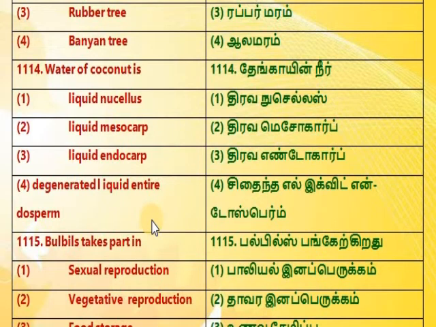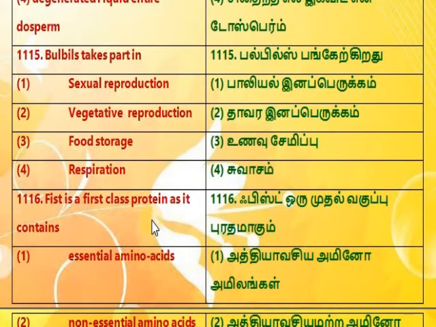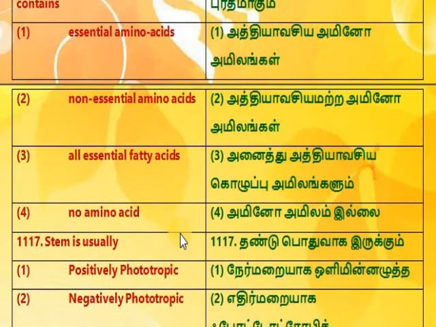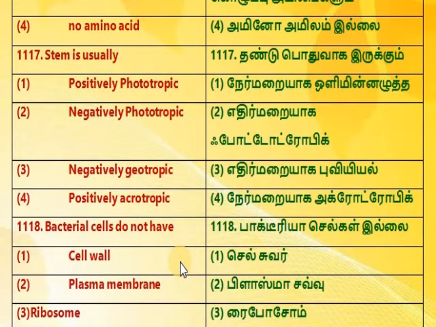1114. Water of coconut is 1. Liquid nucellus. 2. Liquid mesocarp. 3. Liquid endocarp. 4. Degenerated liquid endosperm. 1115. Bulbils take part in 1. Sexual reproduction. 2. Vegetative reproduction. 3. Food storage. 4. Respiration. 1116. Fish is a first-class protein as it contains 1. Essential amino acids. 2. Non-essential amino acids. 3. All essential fatty acids. 4. No amino acid. 1117. Stem is usually 1. Positively phototropic. 2. Negatively phototropic. 3. Negatively geotropic. 4. Positively acrotropic.